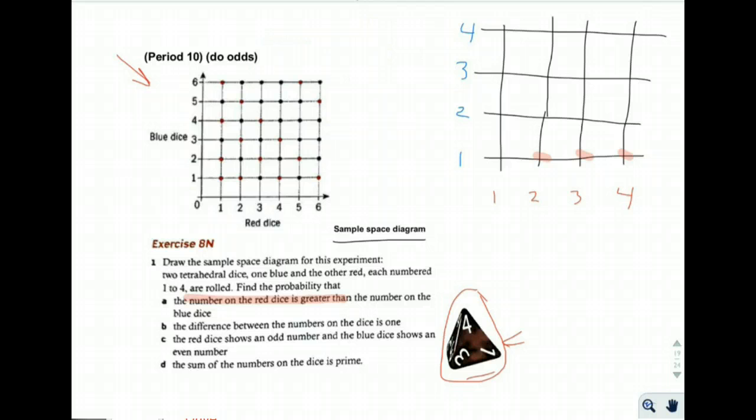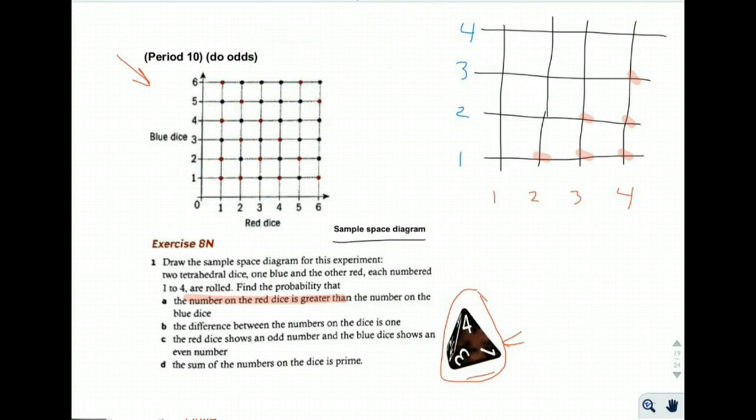What about when I roll a 2 on the red dice and a 2 on the blue dice? No, that doesn't count. What about when I roll a 3 on the red dice, but a 2 on the blue dice? Yeah, that counts. What about 4 on the red dice and 2 on the blue dice? Yeah. Okay, so there's a pattern here. You can see that the next row is going to be that. And then the final, the top row where the blue dice rolls 4, no rolls on the red dice can be greater than that.